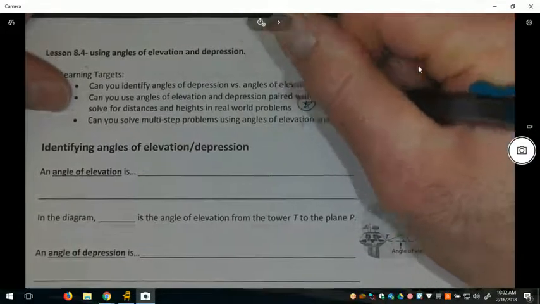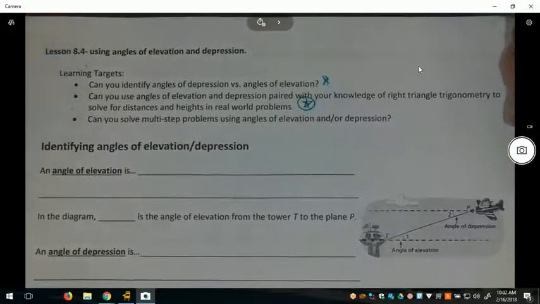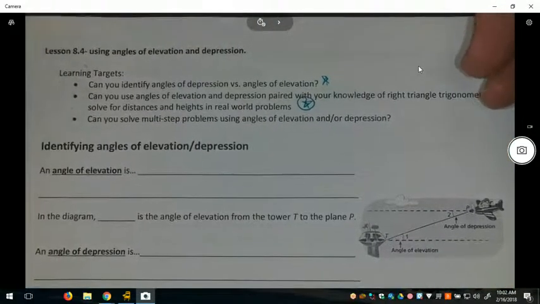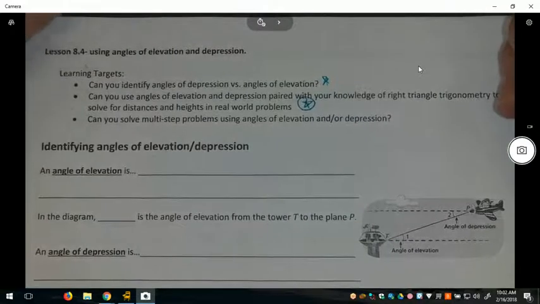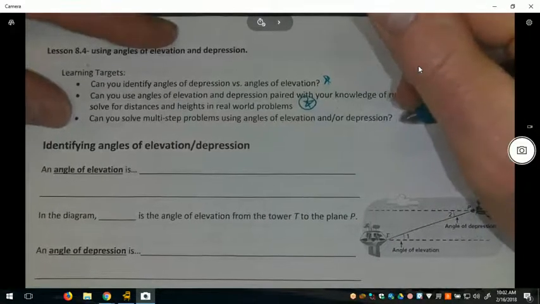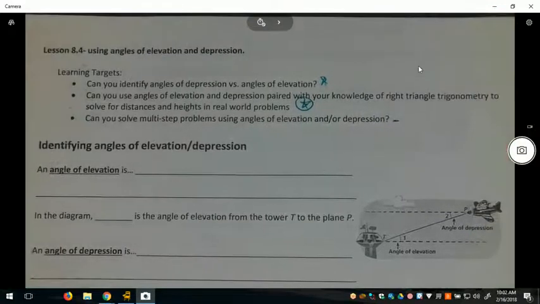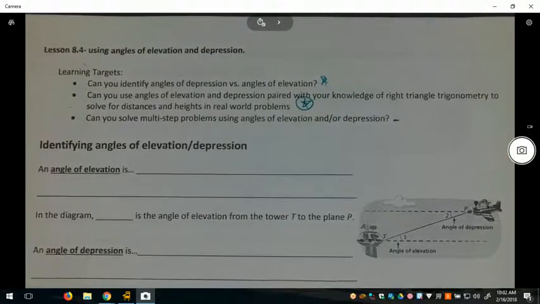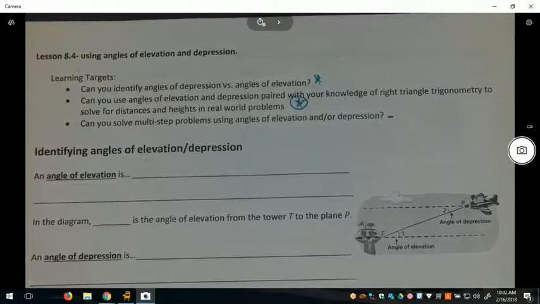We will look at one problem that says example, but I'm going to see if you can pause the video to try and set it up and solve it, and then I'll go through it. Can you solve multi-step problems using angles of elevation or depression? This will come later during our partner practice and exploration. Identifying angles of elevation and angles of depression.